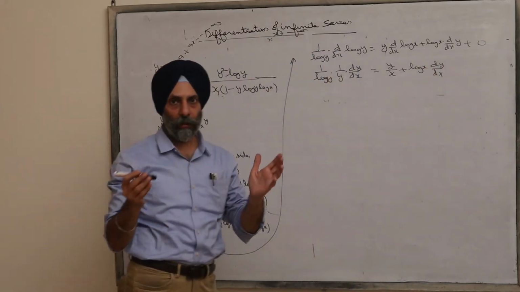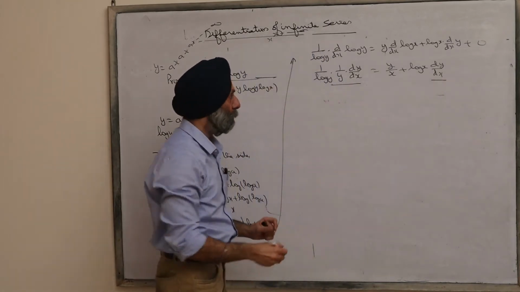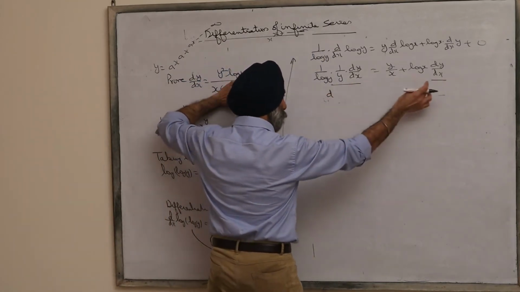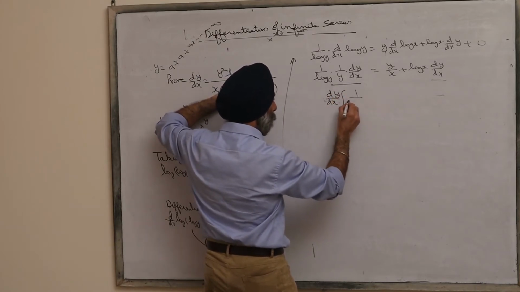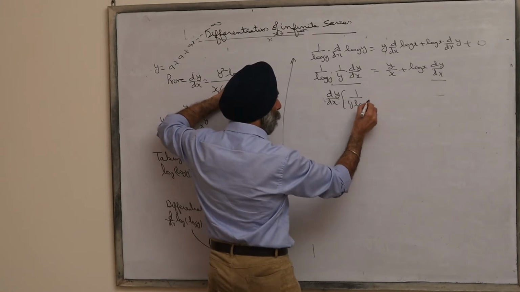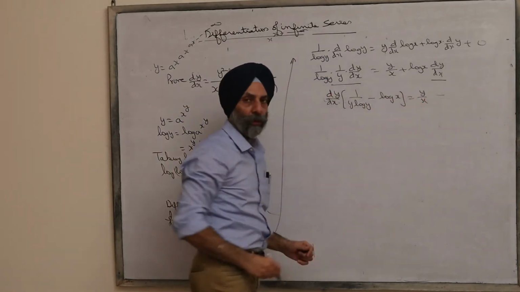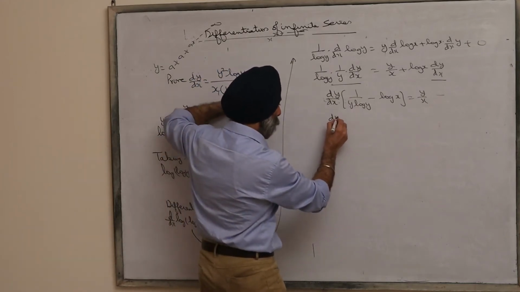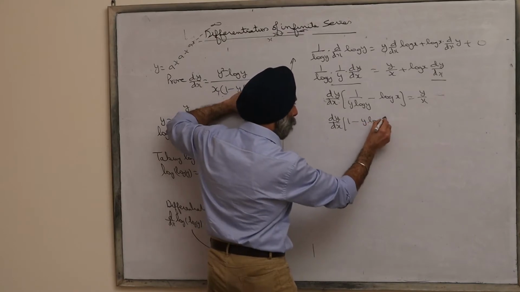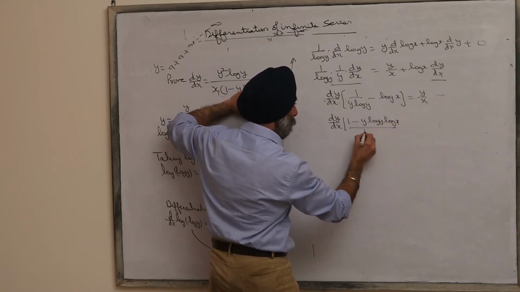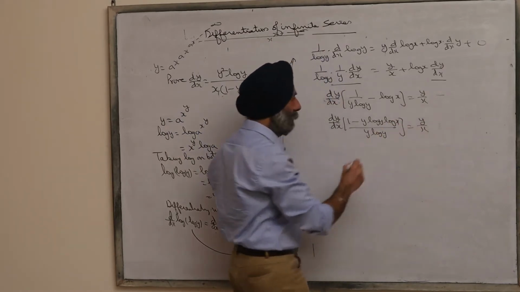Now combine the terms containing dy over dx. That means we need to combine these two terms. So when you shift this to the left hand side, and after that if I take dy over dx common, it will be 1 over y log y minus log of x is equal to y over x. If we simplify this, it is dy over dx into 1 minus y log of y into log of x upon y log of y is equal to y upon x.